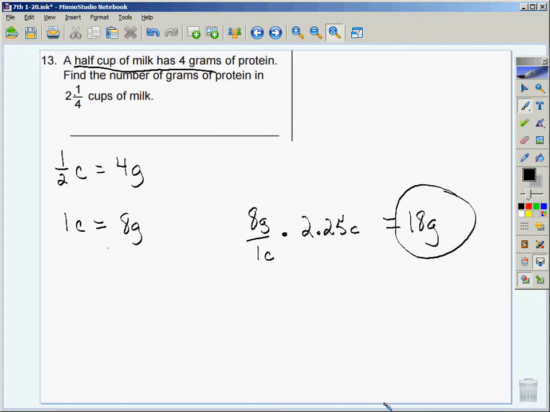Yes, absolutely. And truth be told, I set it up this way. I said a half a cup was the same as 4 grams. So 2 1/4 cups would be how many grams? I set it up as a proportion. And I found that anytime they're dealing with units like this, if you can compare cups to cups and grams to grams, it's easy to solve.